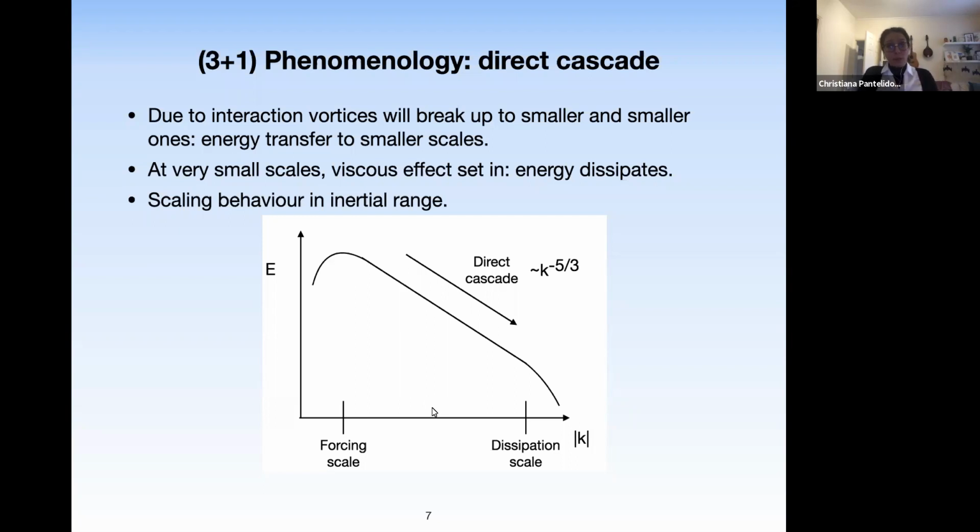Okay, but if we keep evolving the system, eventually these vortices will become so small that they will have the size of the dissipation scale. So they'll reach here. And because of dissipative effects, they'll be completely removed and the system will go back to equilibrium.